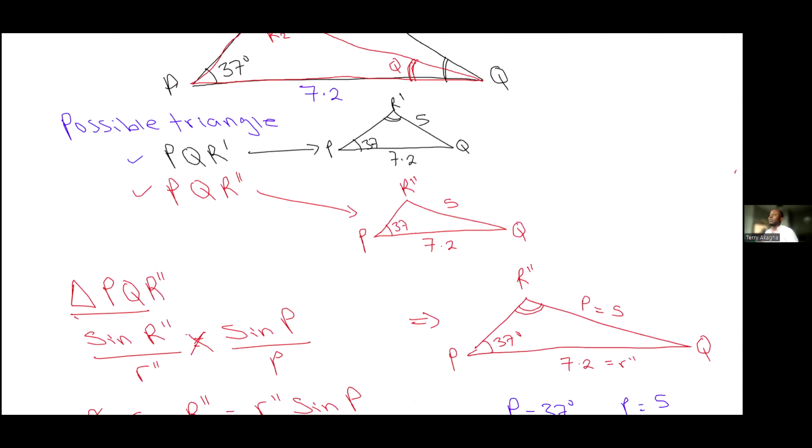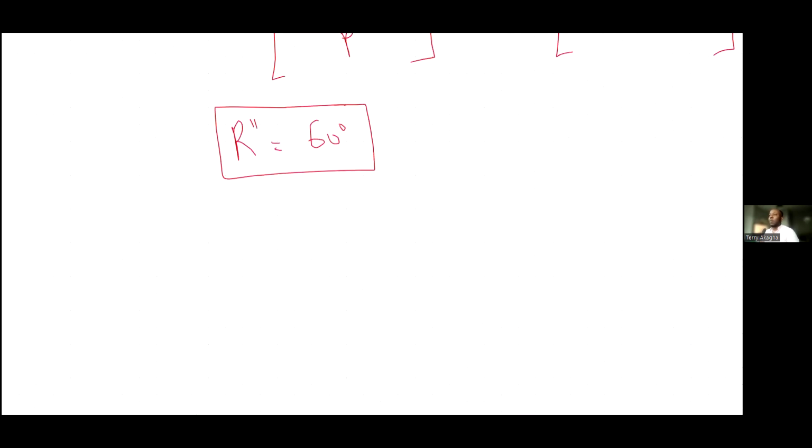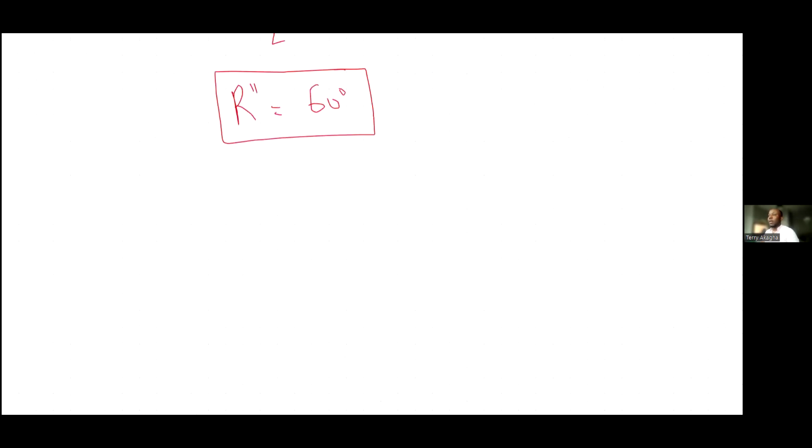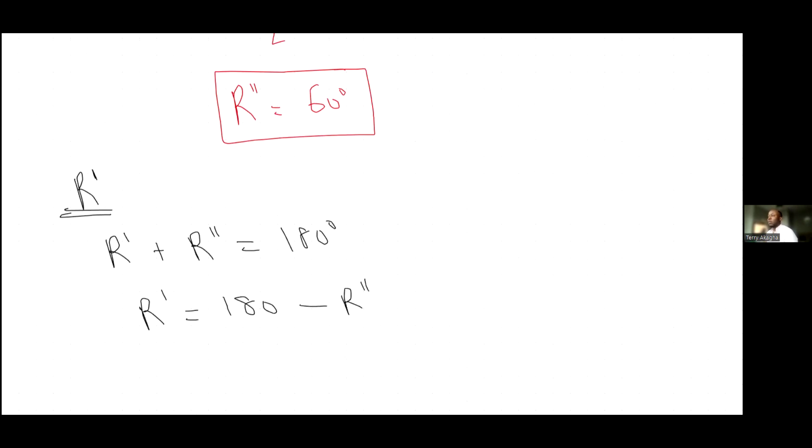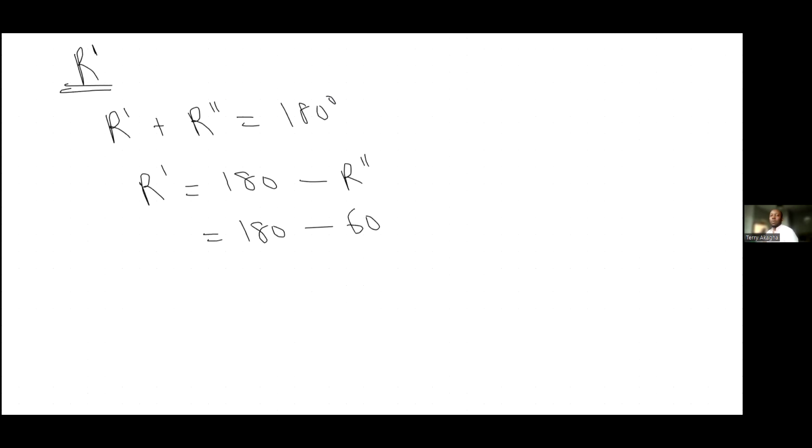To get R1, we know that R1 plus R double prime is equal to 180 degrees. So take this to the other side. R prime is going to be equal to 180 minus R double prime, and that will give us 180 minus 60. So therefore, R1 will be equal to 120 degrees.